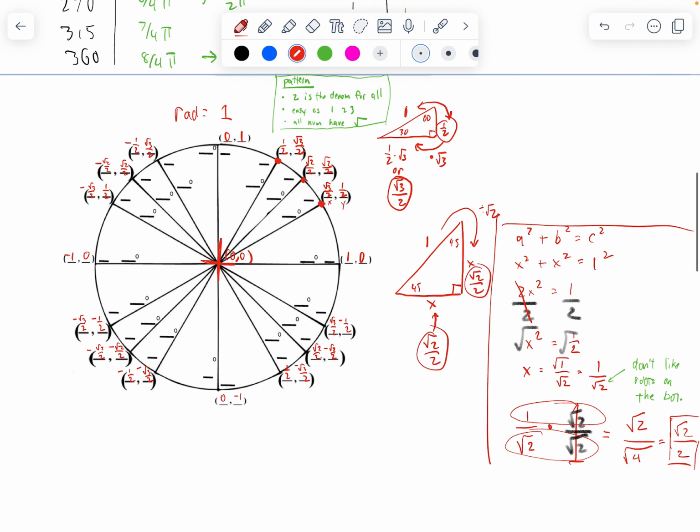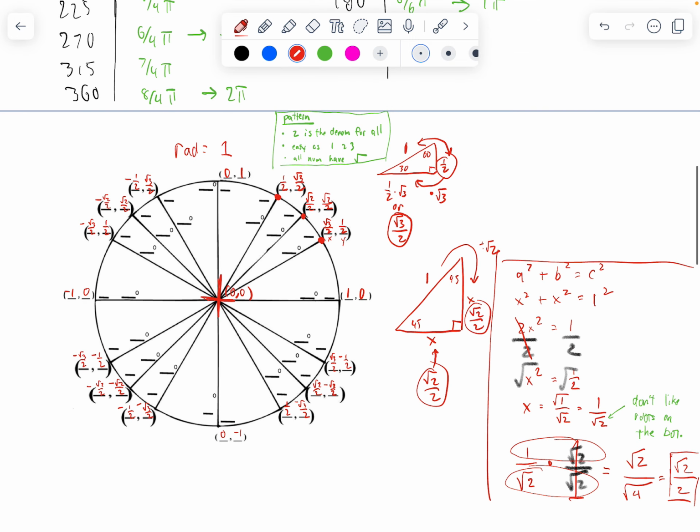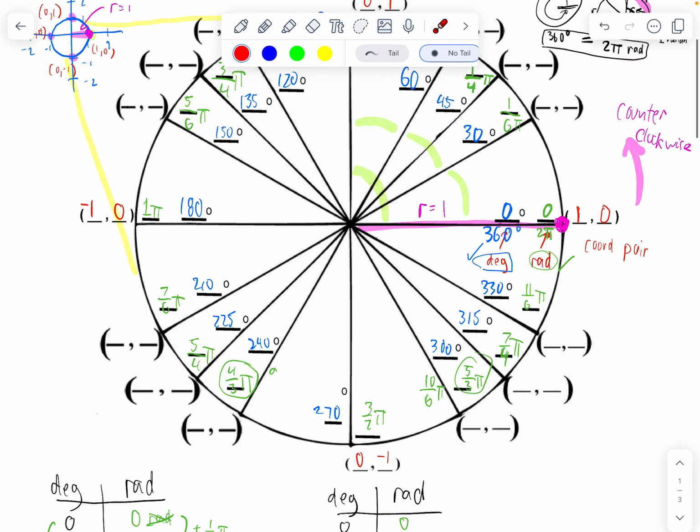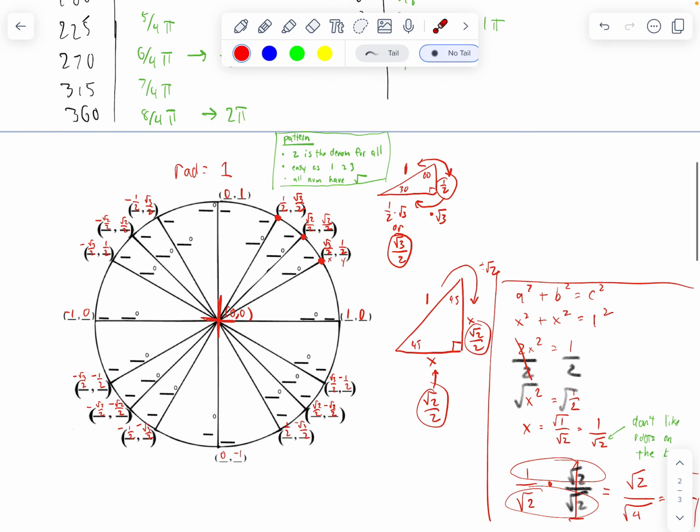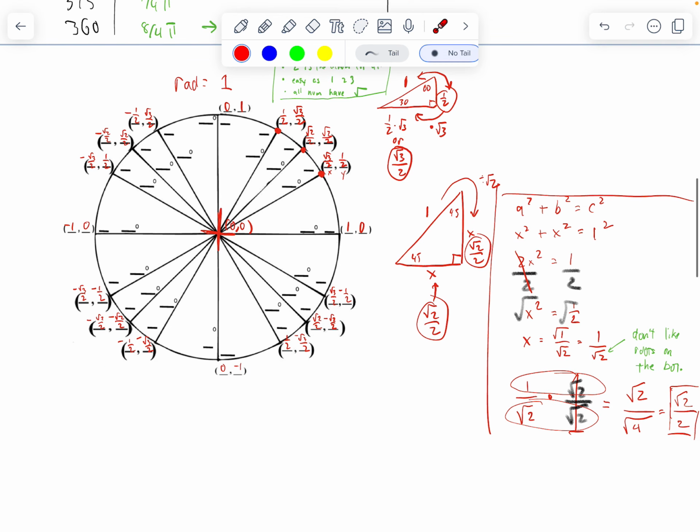And there you go. If we combine, and again, I just have another unit circle down here because I didn't want to go back and forth, right? But we've completed all the degrees in blue, all the radians in green, and finally we got all the coordinate pairs in red, which is fantastic, fantastic, fantastic.